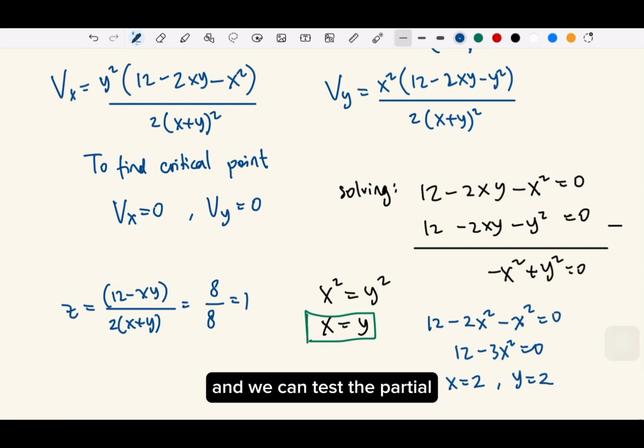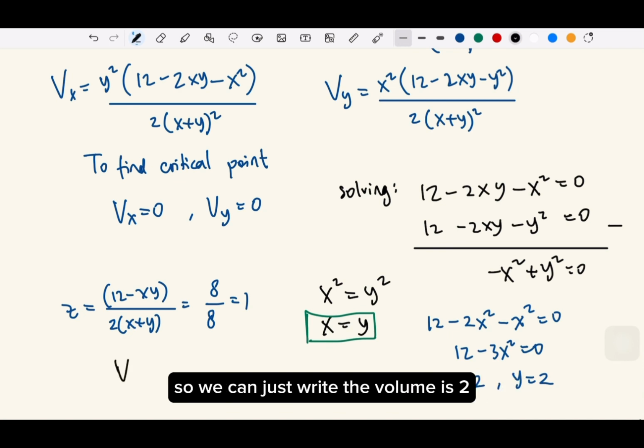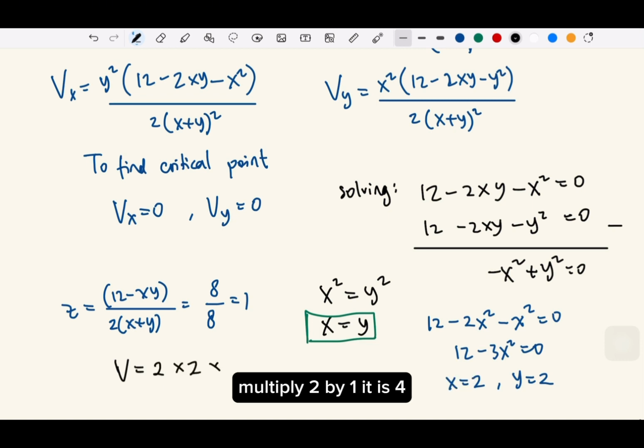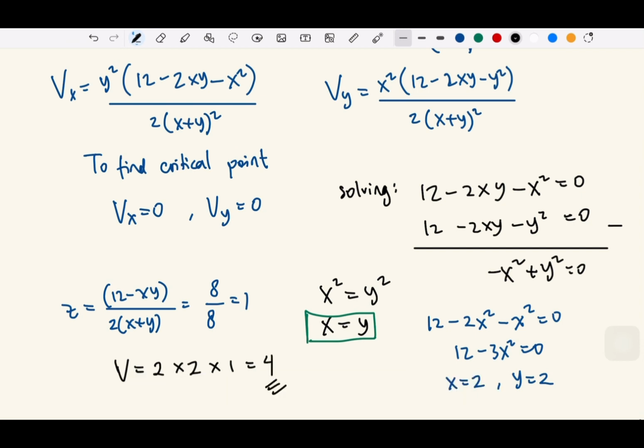And we can test the second partial test, but I don't think we need to, so we can just write the volume is 2 multiplied by 2 multiplied by 1. It is 4. This is the maximum value that we can have, or 4 meter cubes.